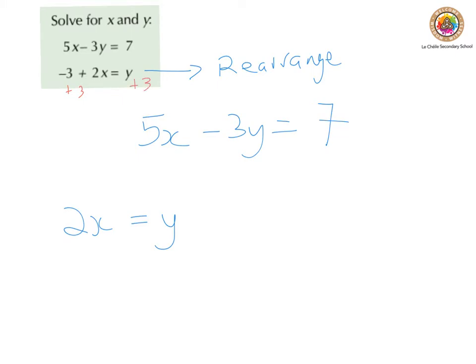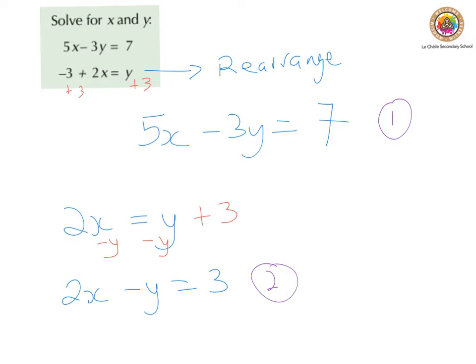Now I'm going to add the 3 here to get rid of it there. So I'm going to add the 3 here, which means I have 2x is equal to y plus 3. Now I still want the y over to the other side. So here I need to take away y. So I have 2x minus y is equal to 3. So this one I'm going to label equation 1 and this one equation 2. Okay, so that's the first thing, just to rearrange the terms into the correct format.